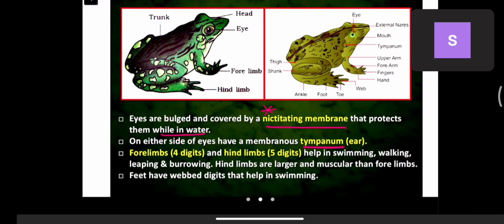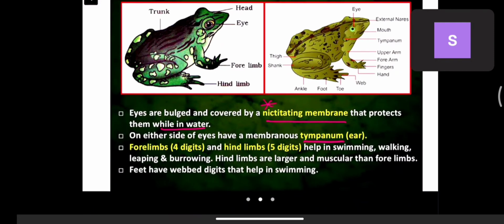On either side of the eyes is a membrane called the tympanum. Behind the eyes they have a vibrating structure. Fully developed ears are not present in frogs. Only a vibrating structure is present, called the tympanum. When any sound is produced, it strikes the tympanum. The tympanum vibrates accordingly, and sensing those vibrations, the frog understands what is happening in its surroundings. That is the function of the tympanum.